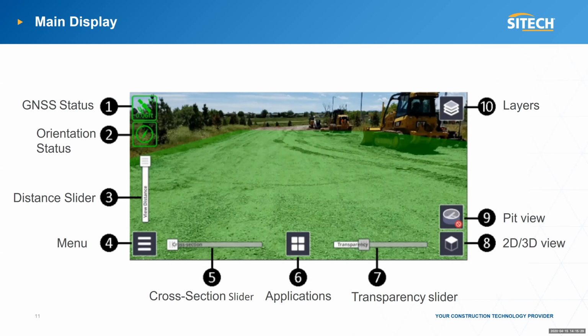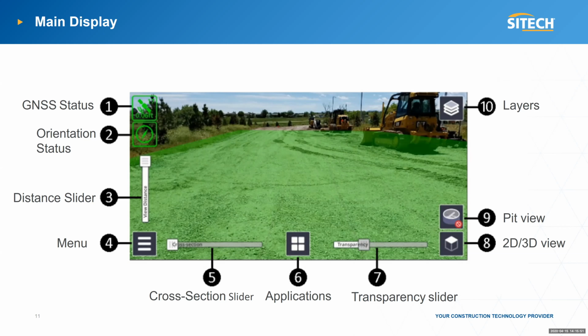Number 8 is the button to change between 2D and 3D views. So this is the 3D view, but you can also change it to the 2D view in order to see planimetrically where you are standing on your model, for example.